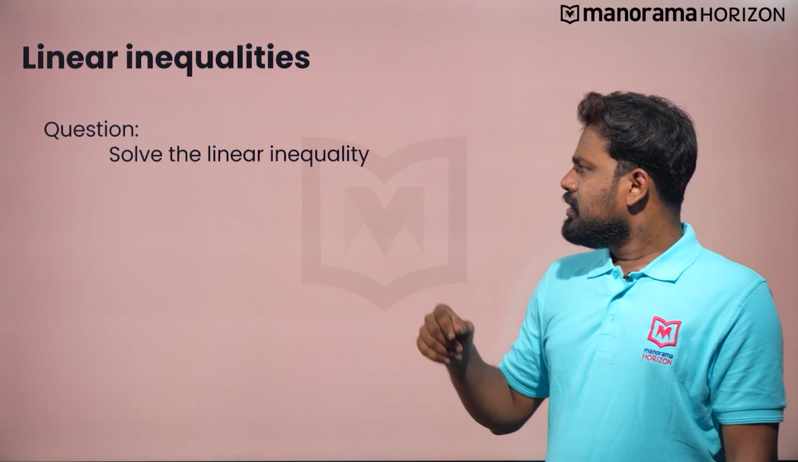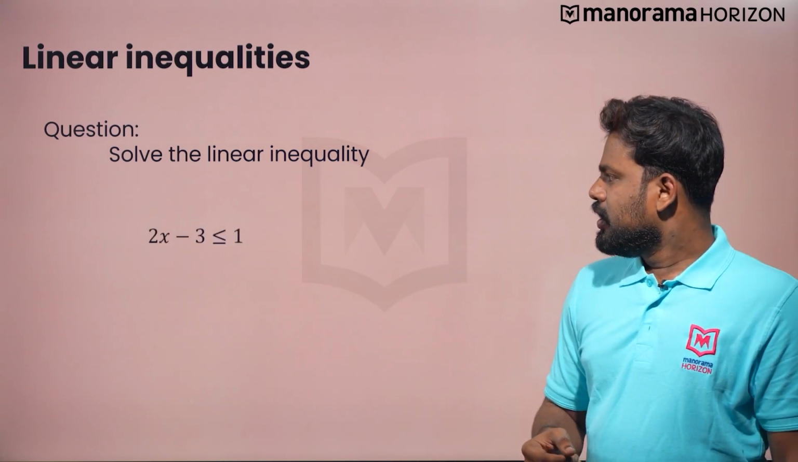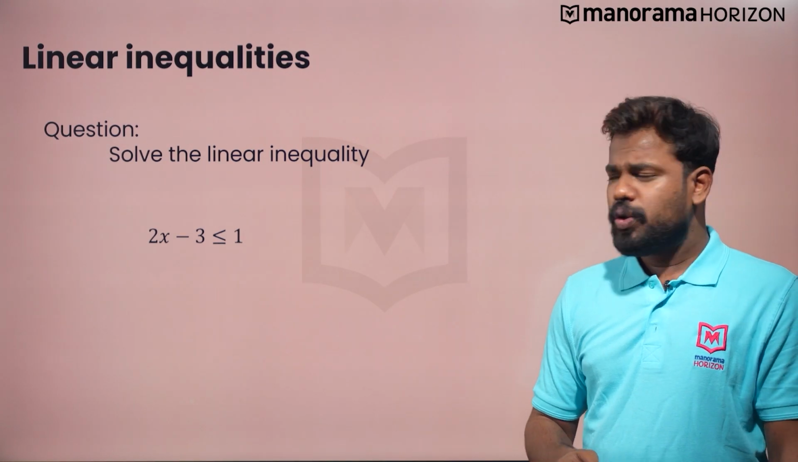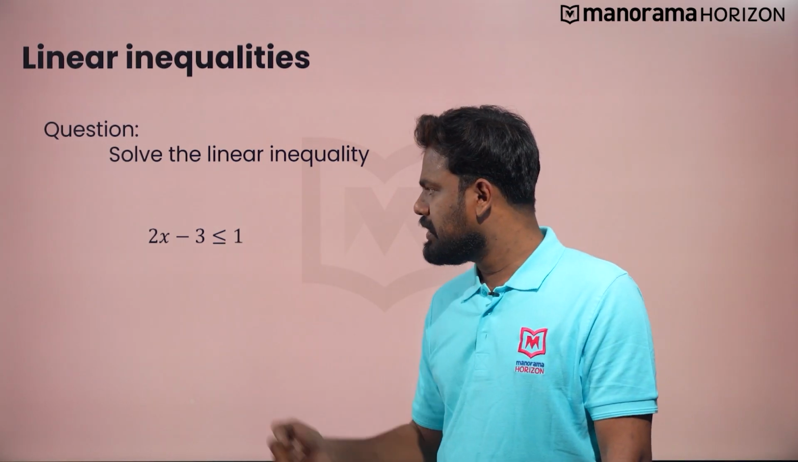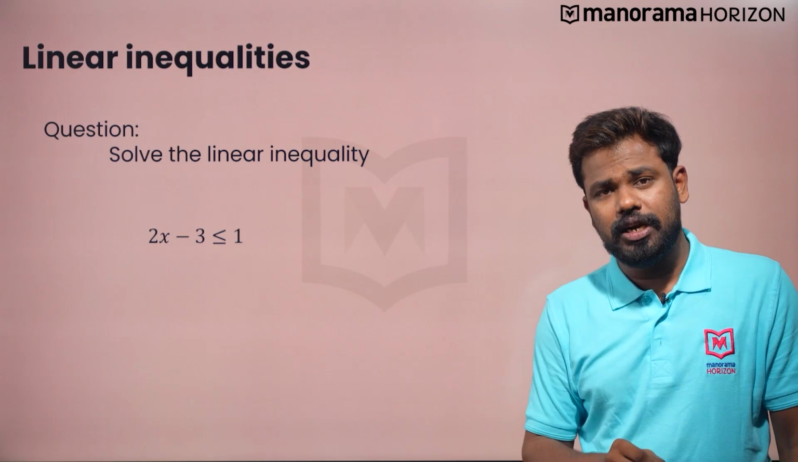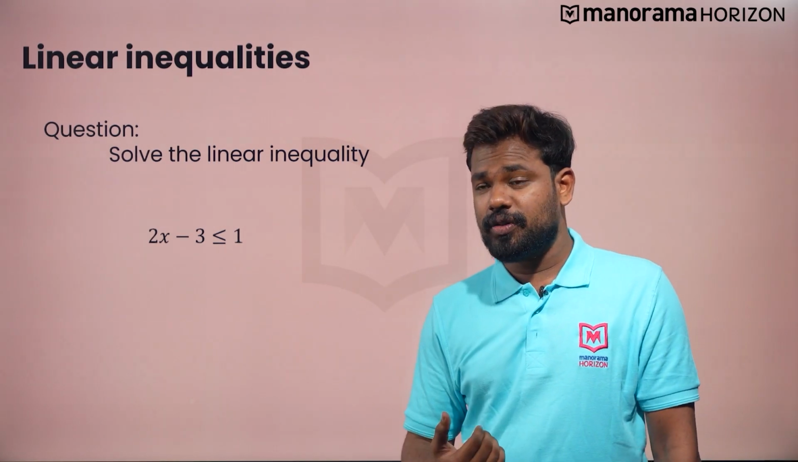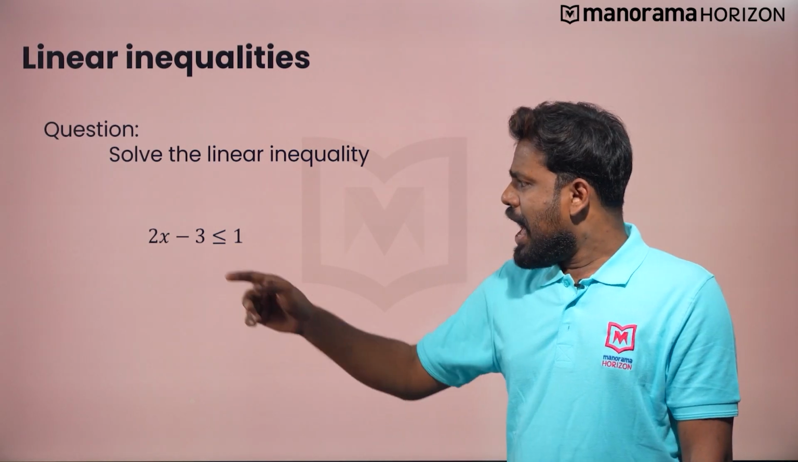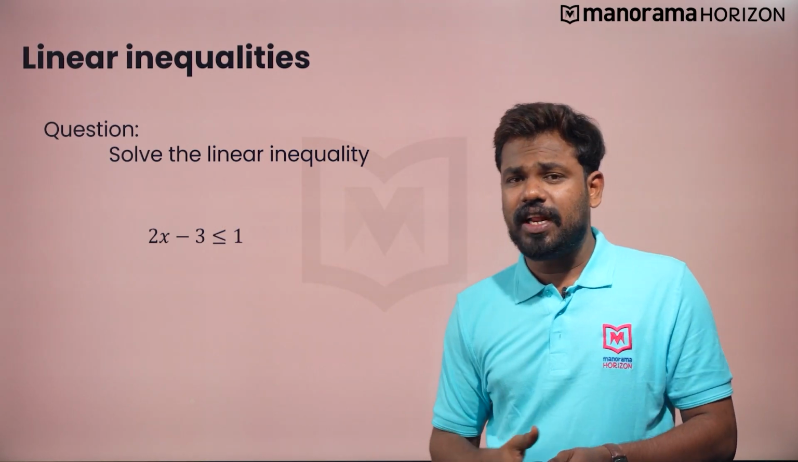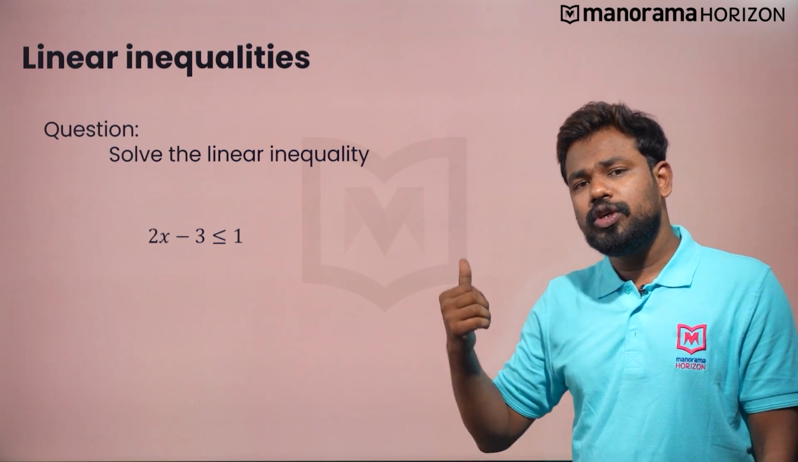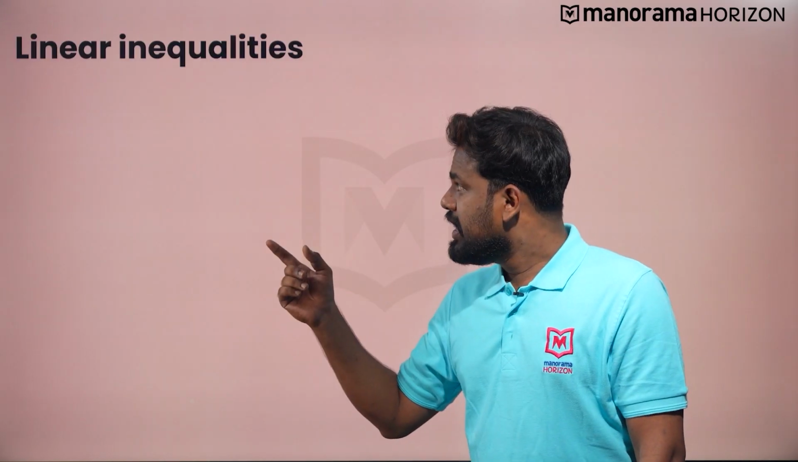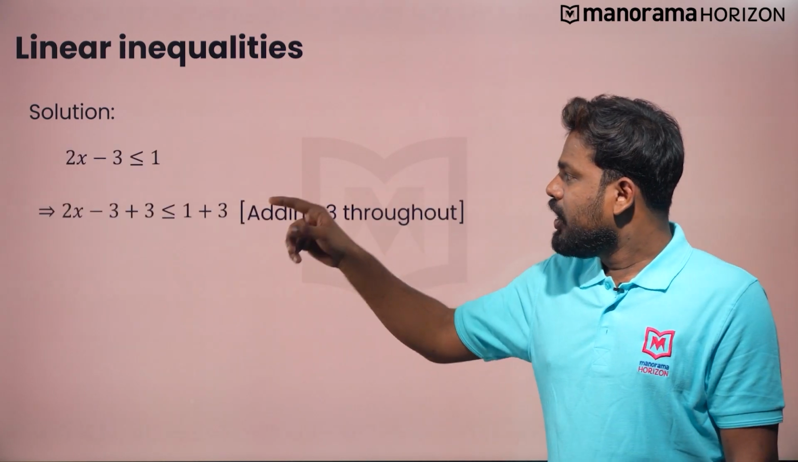Moving on to another linear inequality, that is 2x minus 3 less than or equal to 1. So here I have 2x minus 3, that is along with x there is a 2 multiplied and there is a 3 subtracted also on the left side. So it is less than or equal to 1, right? Now I need to first remove this negative 3. So to remove this negative 3, what should I do? I should be adding a 3 on both sides. So the first thing is I'm adding a 3 on both sides.